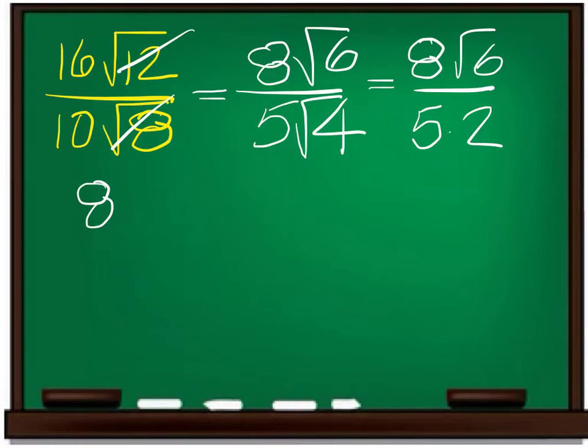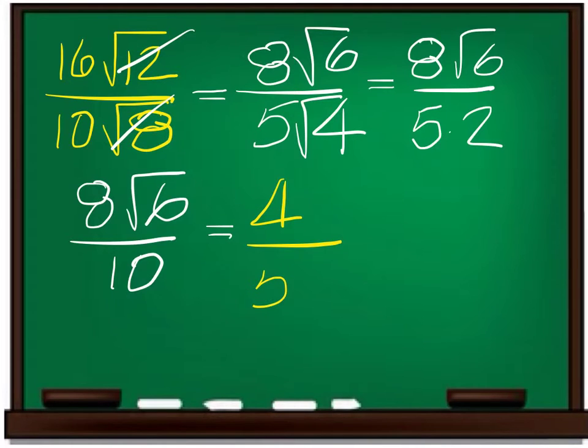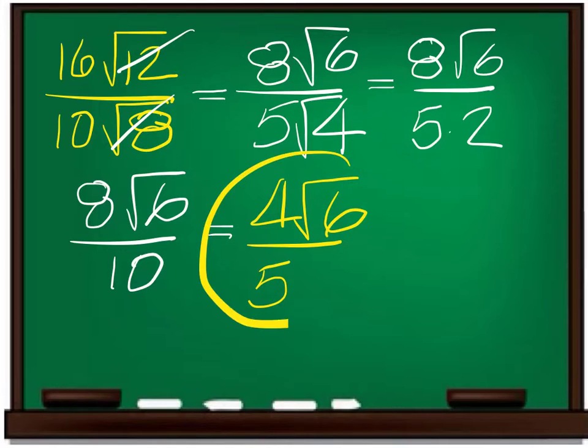So just multiply 5 by 2 to get 10. And then simplify 8 over 10 to what? 4 over 5. And we can't simplify anymore.